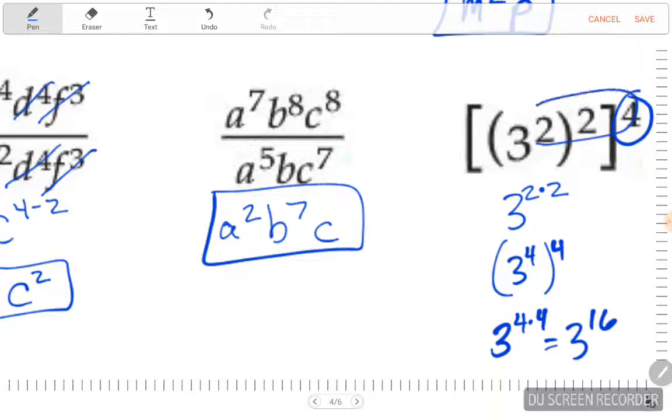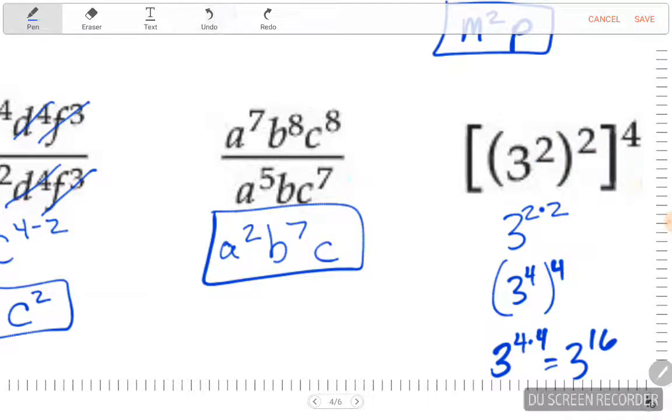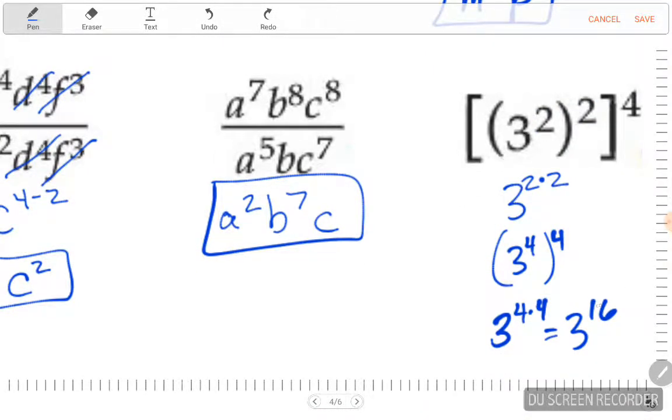You could also just multiply all these to begin with, since it's just power to a power to a power. 2 times 2 would give you 4, and then times 4 gives you 16. Okay, which is a crazy big number, like 43 million. Exponents make numbers get really big really fast.